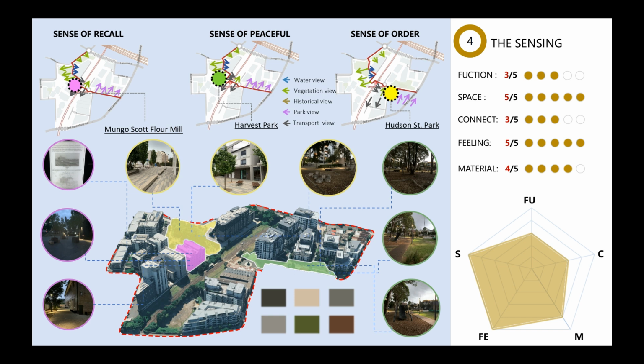For Hudson Street Park, on the upside, features of colors, materials, and spatial layouts are hugely different from the other 2. It brightens the community by matching color and surrounding apartments, but they all have one issue in common: weak connectivity and limited functionality. So the final sensing score is function 3, space 5, connect 3, feeling 5, and material 4.